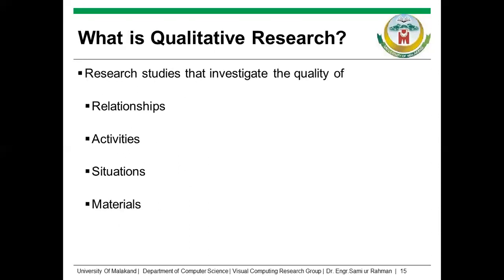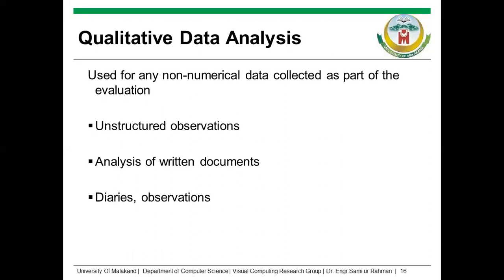Okay, now what is qualitative research? So it is research that investigates the quality of relationships, activities, associations, and materials. These things are researched using qualitative methods. Okay, now it is used for any non-numerical data collection as part of the evaluation. And here we have unstructured observation and usually we analyze written documents, written diaries and observations.